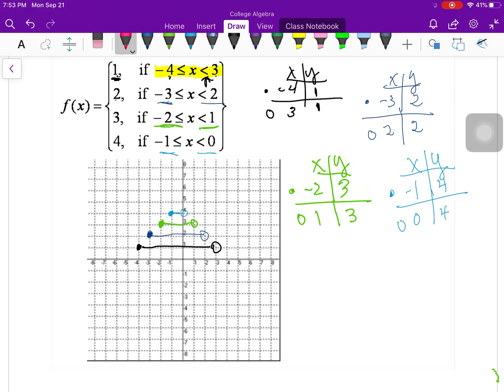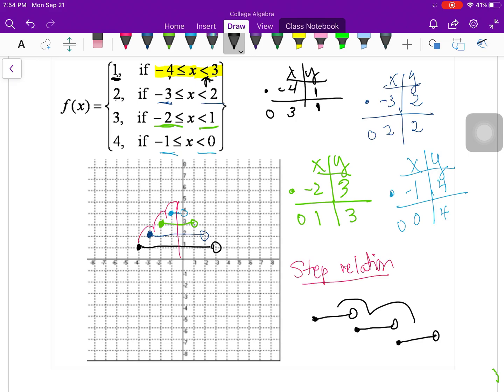Now, this is called a step relation. It is not a step function because it does not pass the vertical line test. But do you see how it creates steps? So it is called a step relation. If it were to be a step function, it would look like this. Where there is no overlap of terms, and it still creates that step idea.